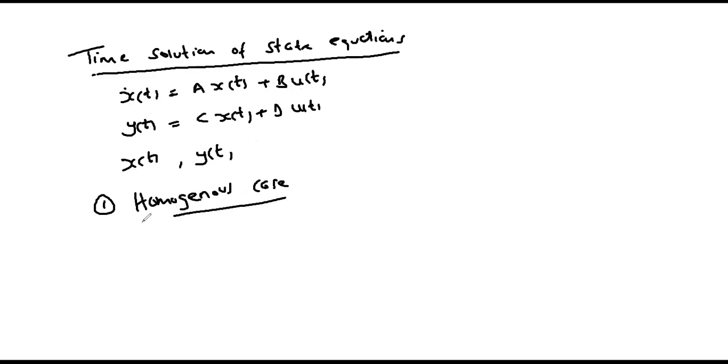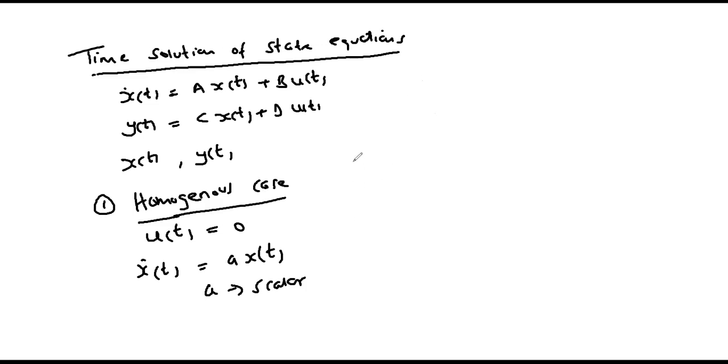In a homogeneous case, the input u of t is equal to 0. Our state equation can be written as x dot of t equals A x of t, where A is a scalar. So we start our discussion on the solution of the state equation given that A is a scalar and the system is homogeneous, that is u of t equals 0.